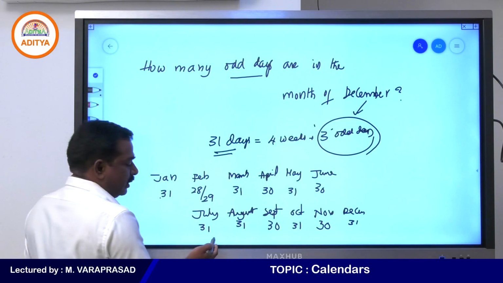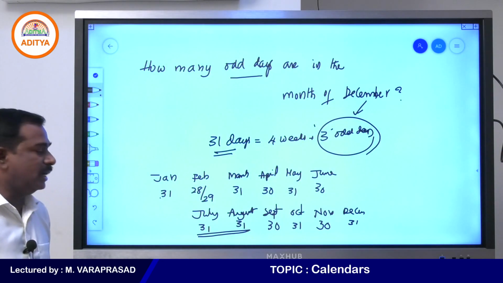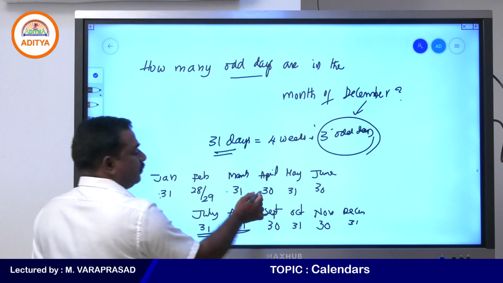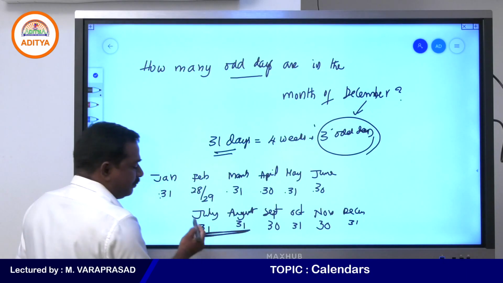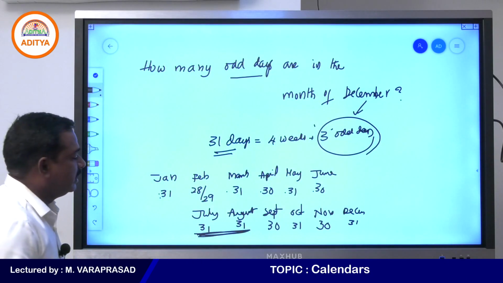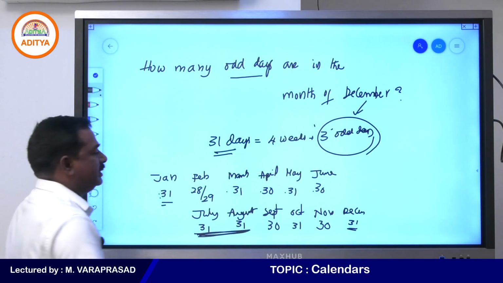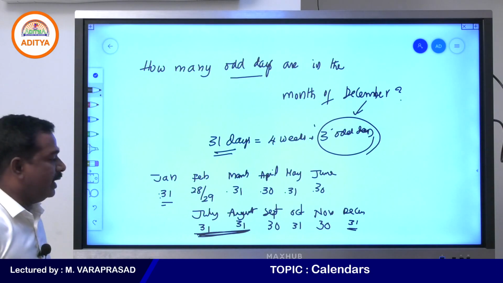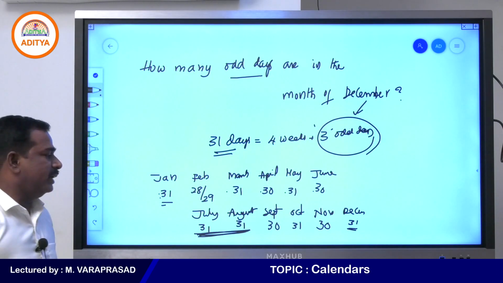Again, if we take January, we will have 31 days. See once here, July and August have 31 days. 1, 2, 3, 4, 5, 6. After 6 months, 2 months having 31 days. Next, you see December and January will have 31 days, right?